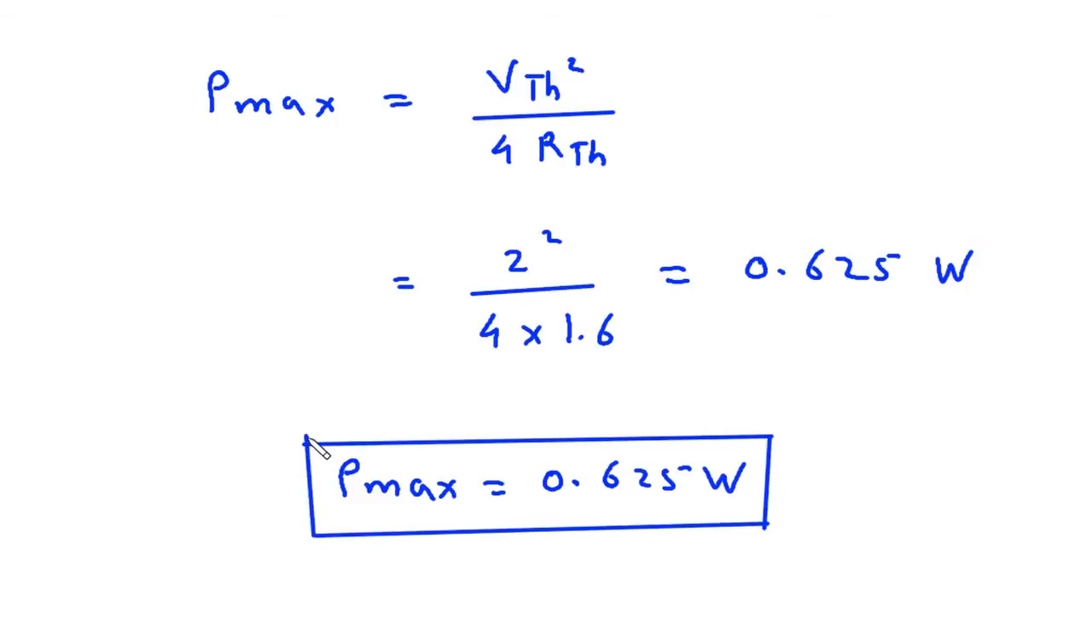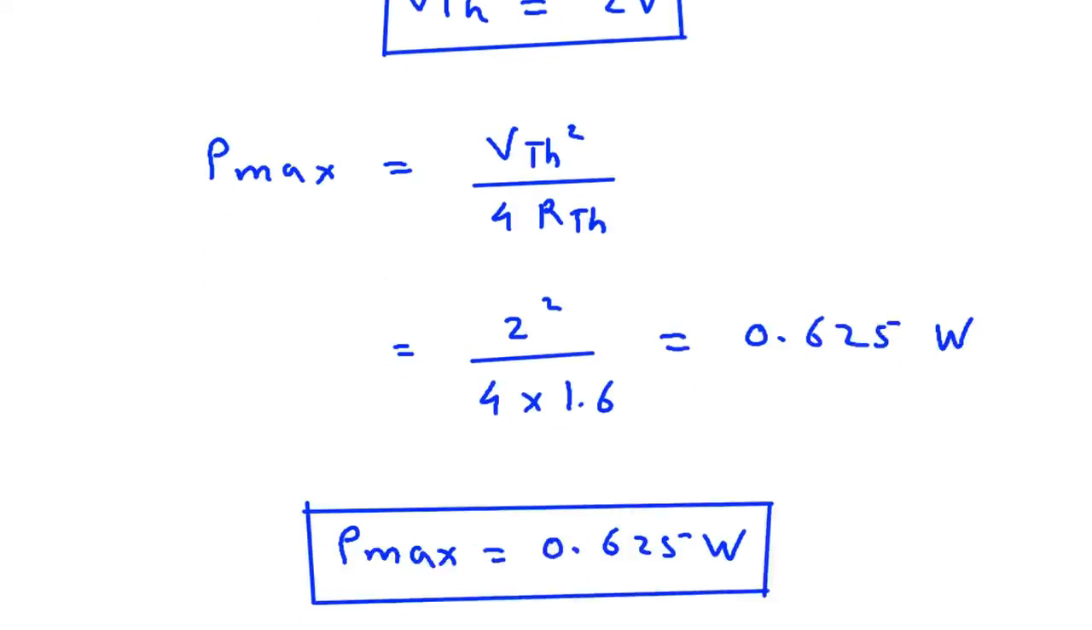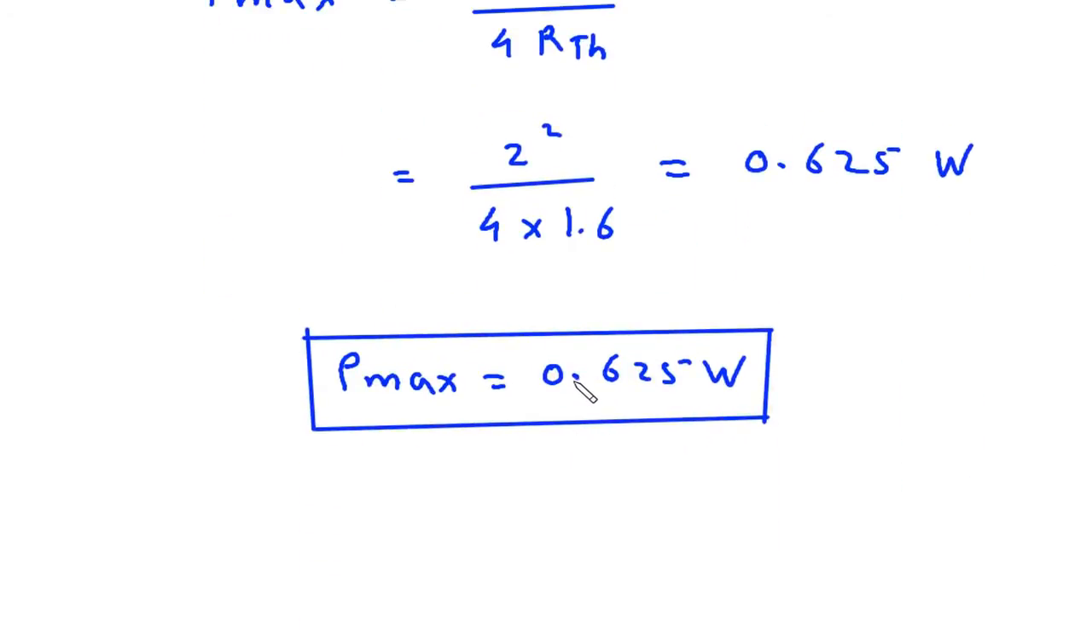What we have to find? We have to find the maximum power that can be delivered to the resistor R. So this is the maximum power that can be delivered to resistor R.